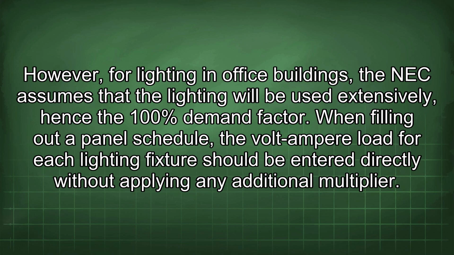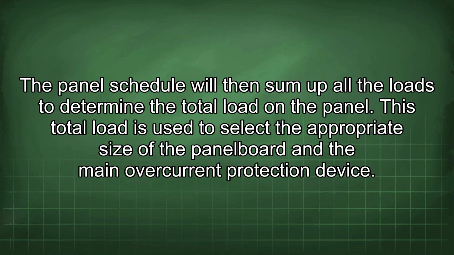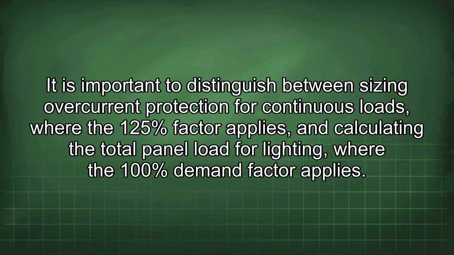When filling out a panel schedule, the volt-ampere load for each lighting fixture should be entered directly without applying any additional multiplier. The panel schedule will then sum up all the loads to determine the total load in the panel. This total load is used to select the appropriate size of the panel board and the main overcurrent protection device. It is important to distinguish between sizing overcurrent protection for continuous loads, where the 125% factor applies, and calculating the total panel load for lighting, where the 100% demand factor applies.